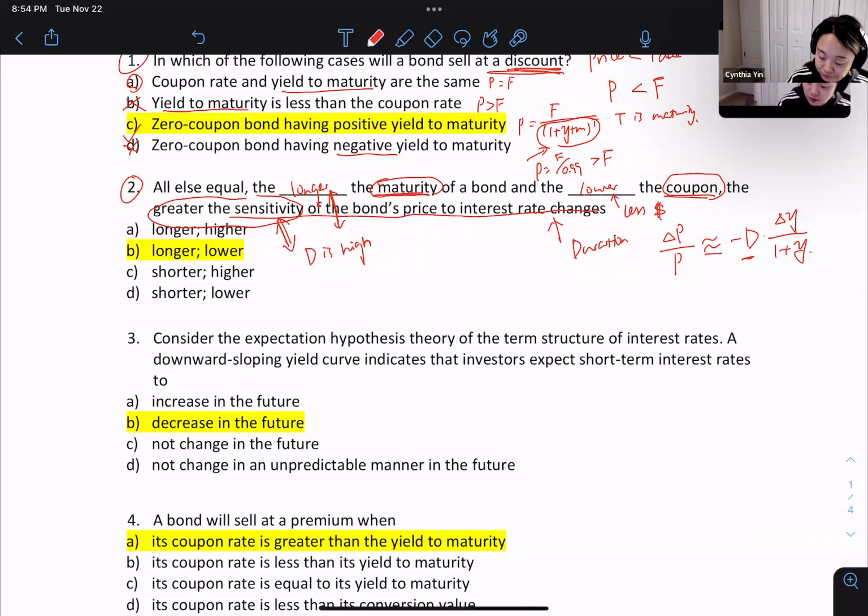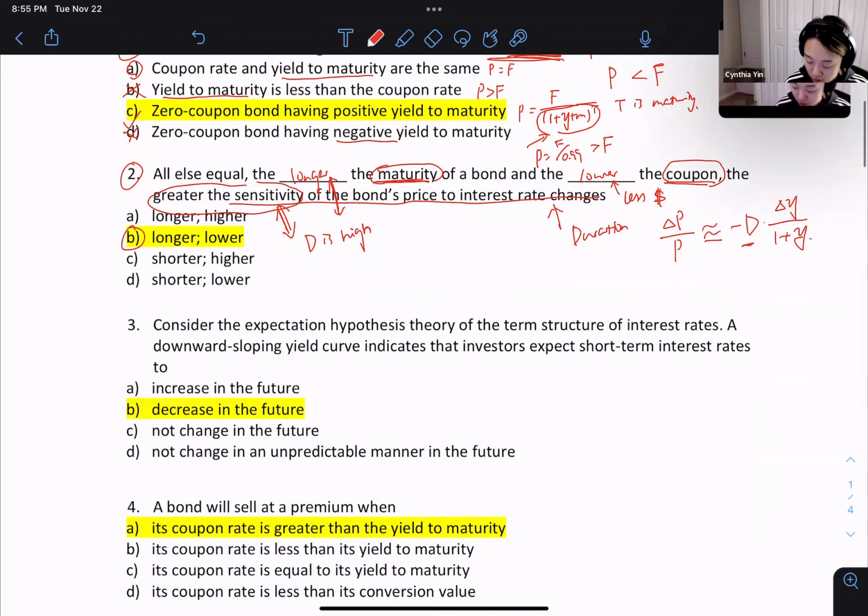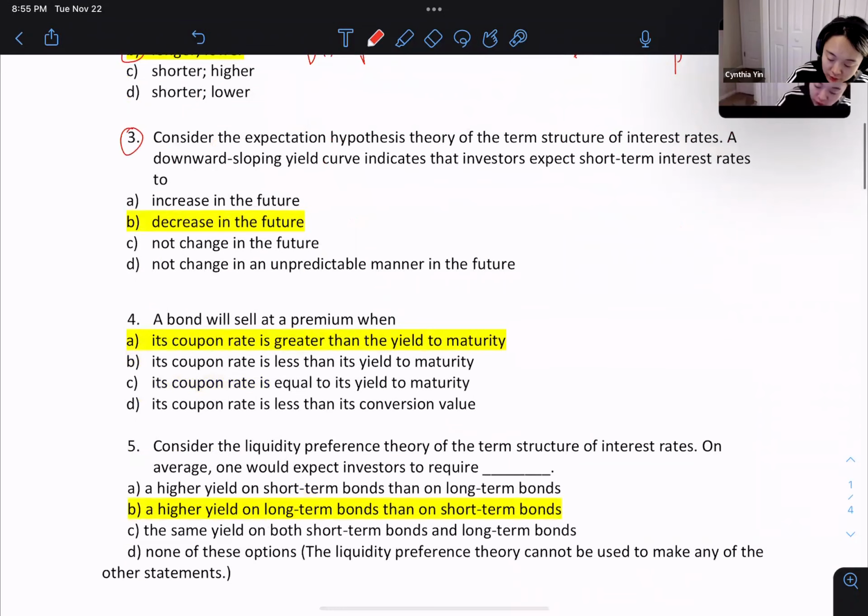As a result, the answer is B, because as I just described, longer maturity and lower coupon rate will both lead to a higher duration, which is equivalent to greater sensitivity of bond price with respect to interest rate changes. Okay. Question 3.